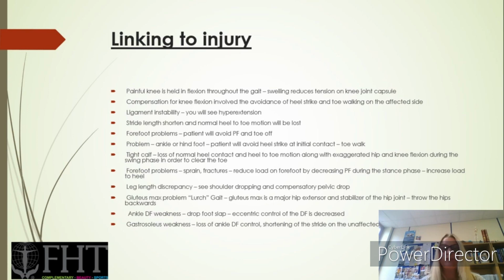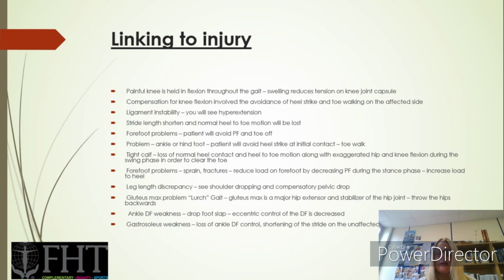With forefoot problems, such as a sprain or a fracture, they will reduce the load on the forefoot by decreasing plantar flexion during the stance phase, and that will then increase the load to the heel. With leg length discrepancy, if we're observing them as a whole, we will see a shoulder dropping, and we'll also see a compensatory pelvic drop. With a glute max problem, we'll see what we call a lurch gait. The glute max is a major hip extensor and a stabilizer of the hip joint, and basically it will throw the hip backwards.